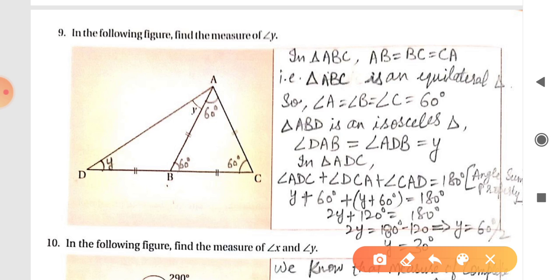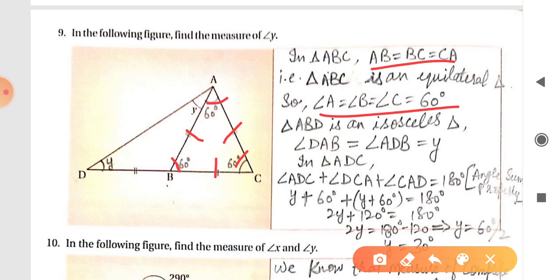To find the value of angle Y, firstly we will see that triangle ABC is an equilateral triangle, because we are given this sign. That means all the sides are equal, that means AB is equal to BC is equal to CA. So ABC is an equilateral triangle, and all angles of an equilateral triangle are equal to 60 degrees. So angle A, angle B and angle C, all three angles are 60 degrees. So we will write here 60 degrees.